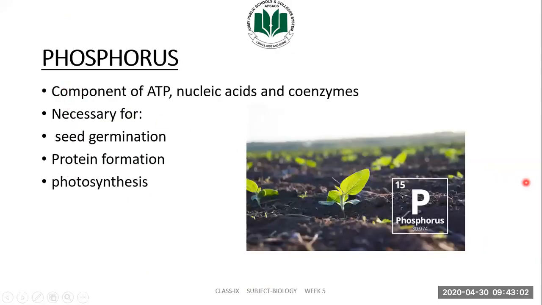What is phosphorus? The symbol is P. It is a main component of ATP, adenosine triphosphate, nucleic acids, which is present in the form of DNA in every living organism, since plants are living organisms, and many coenzymes. Phosphorus is necessary for seed germination. If we plant a seed and we want it to grow fast, we have to provide it with phosphorus so that we can achieve our goal. Protein formation: these proteins are required by plants to carry out their growth, and photosynthesis, the main function of plants since they are green.